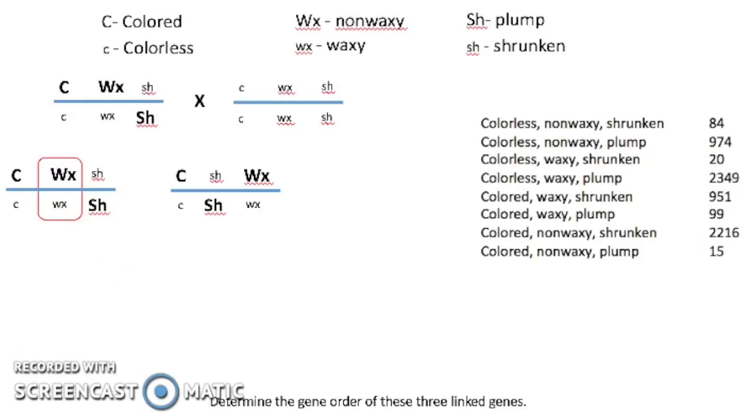So another alternative would be to have the shape gene, so the SH, in the middle, and then the third alternative would be to have the color gene right there in the middle.